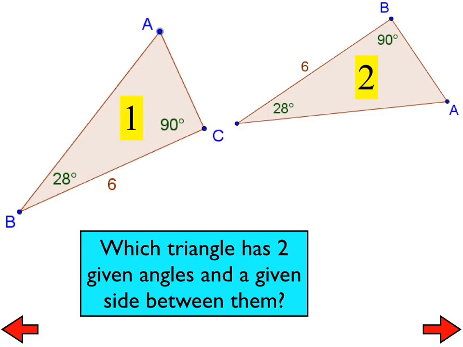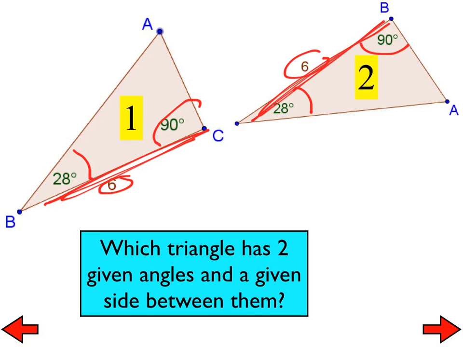Which one of those has 2 angles with a side in between them? I want you to talk with your shoulder partner very quickly. Which one of those has that situation? And it happens to be both of them. Here in number 1, we have an angle and an angle with a given side in between them. In number 2, we have an angle and a given side that's in between them.